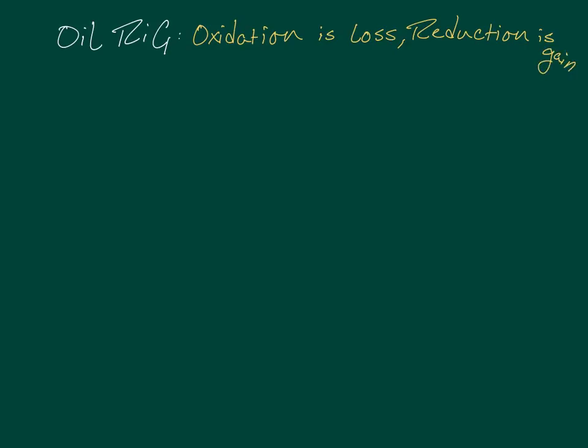Okay. So when we look at an example reaction, let's say I have aluminum, the solid, and it's reacting with rust, iron 3 oxide. What's going to happen here is this reaction is going to form iron and aluminum oxide.